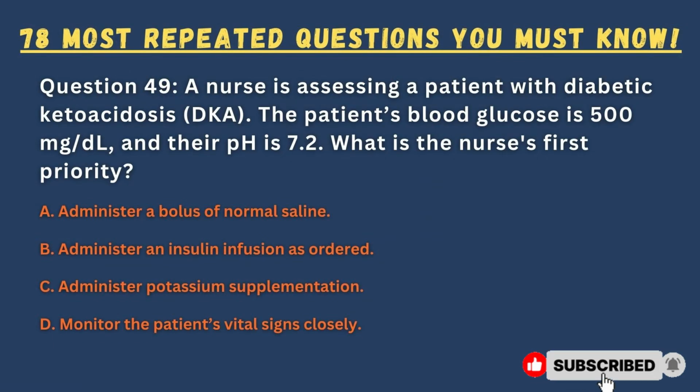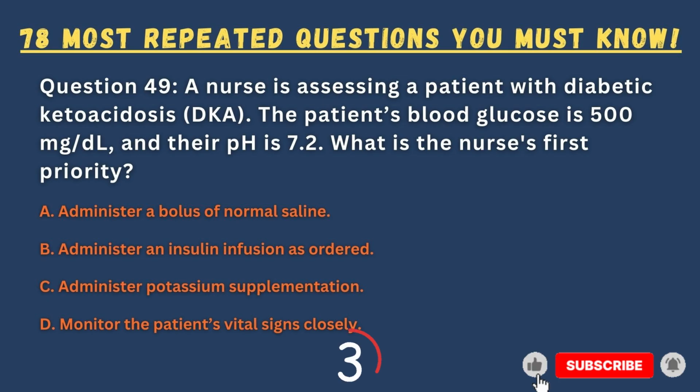Question 49. A nurse is assessing a patient with diabetic ketoacidosis, DKA. The patient's blood glucose is 500 milligrams per deciliter, and their pH is 7.2. What is the nurse's first priority? A. Administer a bolus of normal saline. B. Administer an insulin infusion as ordered. C. Administer potassium supplementation. D. Monitor the patient's vital signs closely.